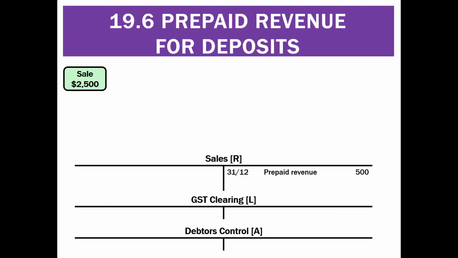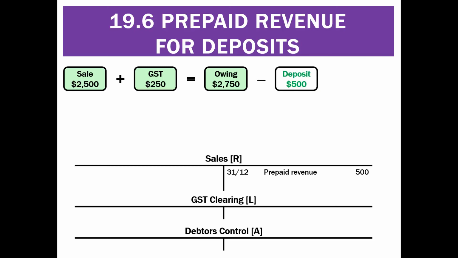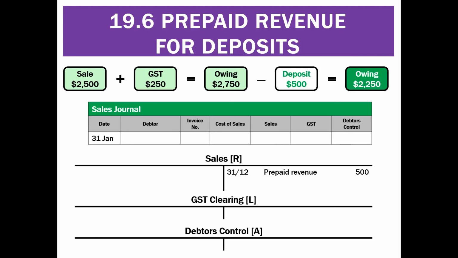It's a total sale of $2,500 plus GST is a total owing of $2,750, except for we need to deduct the $500 deposit. So basically this debtor will owe us $2,250 once all the uniforms have been delivered. So what we've got now is a credit sale for the remainder, and that goes in our sales journal. We do the date. The debtor's name was Hilton's Hotels. We were given an invoice number.